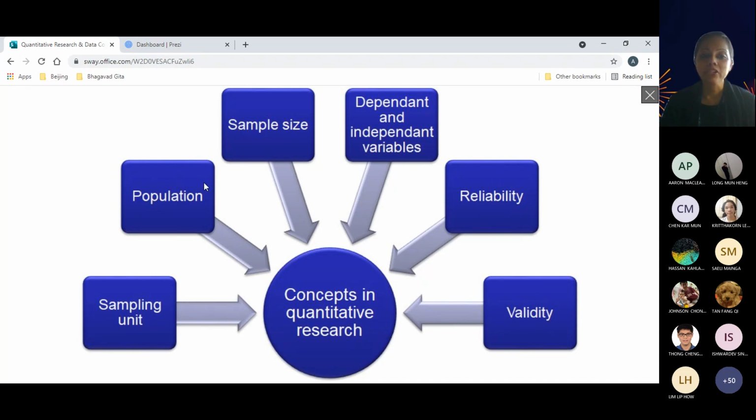Okay. If population is participants in the research, sample size is how many people participate, then what is sampling unit? Sampling unit is something more general. For example, let's say I want to do a survey, a very interesting survey.